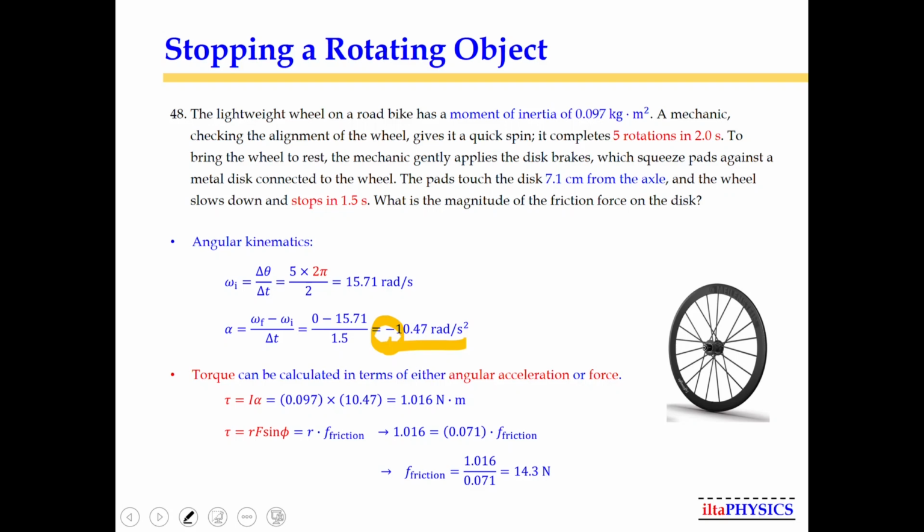Now we're going to find the torque of the rotating bicycle wheel using two different methods. Torque can be calculated as the product of the moment of inertia and angular acceleration, which gives a value of 1.16 Newton meters.